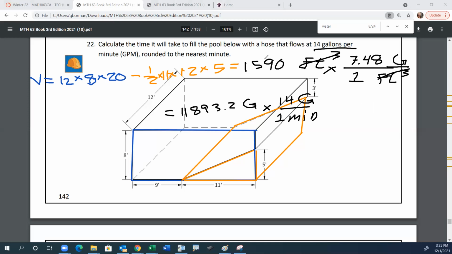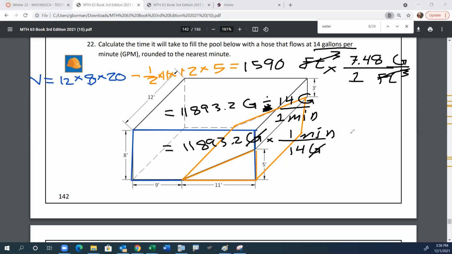Okay, so what if instead of multiplication, we did division? Oh, well, then that would be 11,893.2 gallons. Oh, that's supposed to be a G. Okay, gallons. And then when you divide by a fraction, you can multiply by its reciprocal. Okay. So I can flip that second fraction over and get this. And now the gallons will cancel and I will be left with time. So this must be the right way to go. Plus the answer is more reasonable.